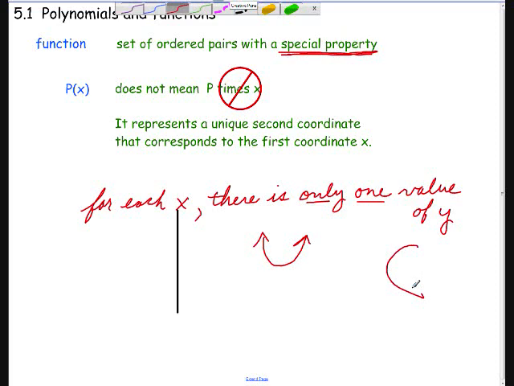Let's contrast that with this function. Here we have a parabola on its side. When I get to here, right at its vertex, I have one value of y. But the minute I go beyond that, for each x I have two. If at any point in the domain we have more than one value of y for a value of x, it is not a function. So this is the special property that we're interested in.